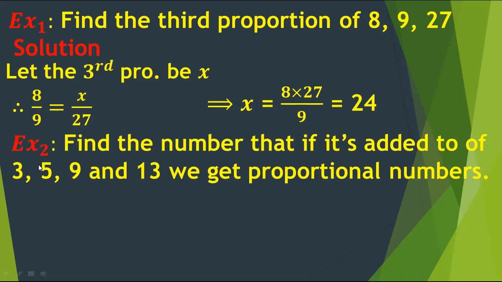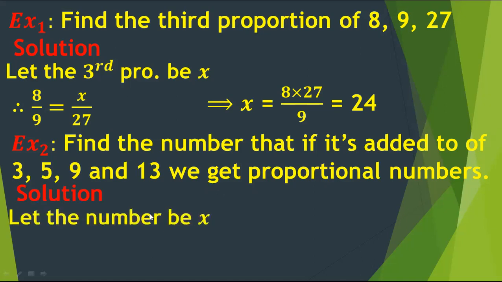Example number 2. Find the number that, if it is added to 3, 5, 9, and 13, we get proportional numbers. Here we have numbers not in proportion, but if we add a number to these numbers, they will be in proportion. Then let the number be x. This is the first step.